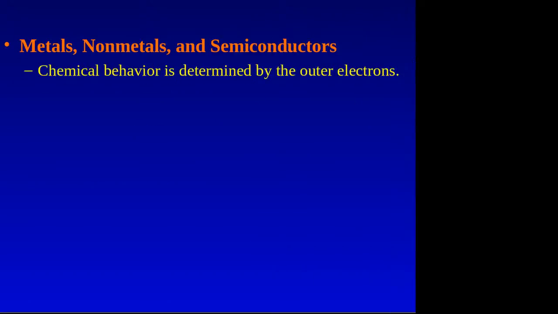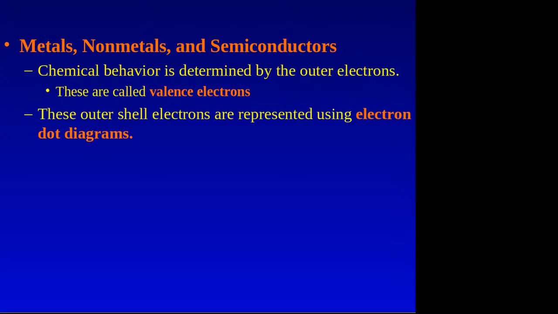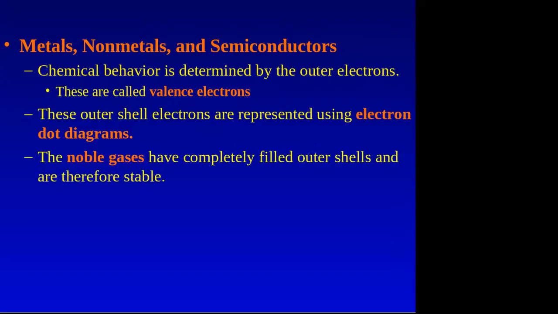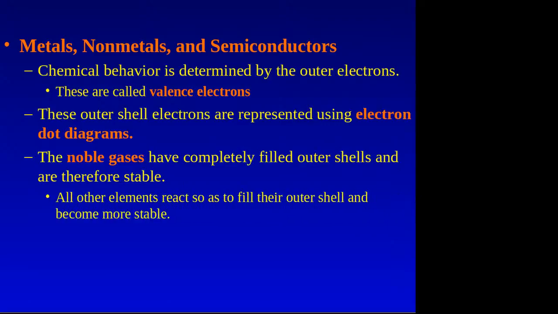Now, we have metals, nonmetals, and semiconductors. And that has to do with the outer electrons. The outer shell electrons are represented in what we're going to call dot diagrams. It's the best way of showing this. And so the noble gases have completely filled their outer shells and are stable. All other elements react so as to fill their outer shell and become more stable. This is everything I just said, right? I'm putting it up in bullet points now.